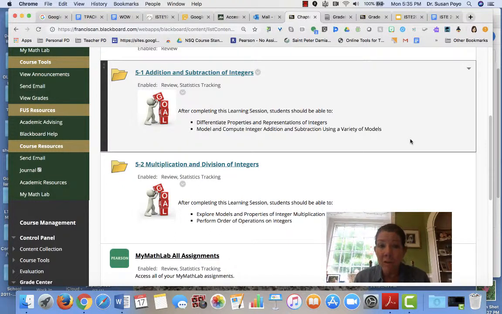Also, don't forget to use the discussion board. Any extra credit that you get from the discussion board is going to be tacked on to your final exam. So if you have been wondering, how come I haven't gotten those points yet? Don't worry. I will make sure that those points are added on to your final exam.